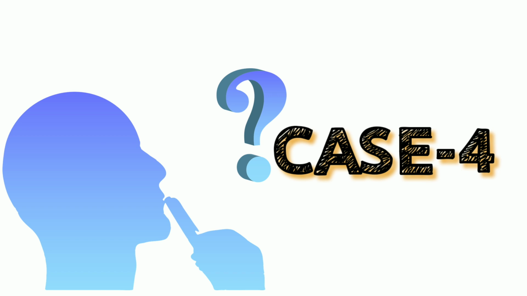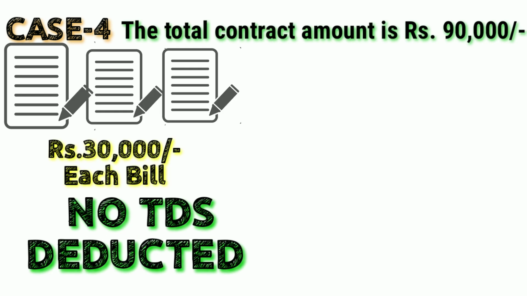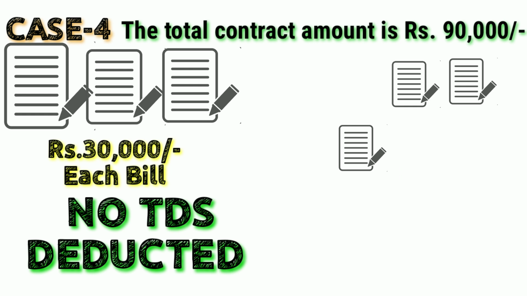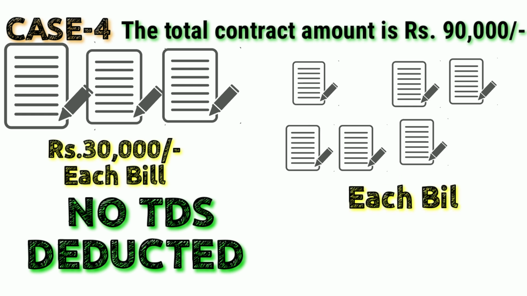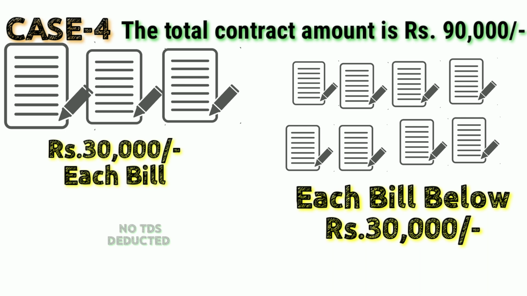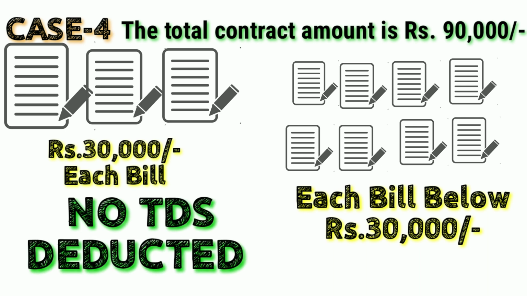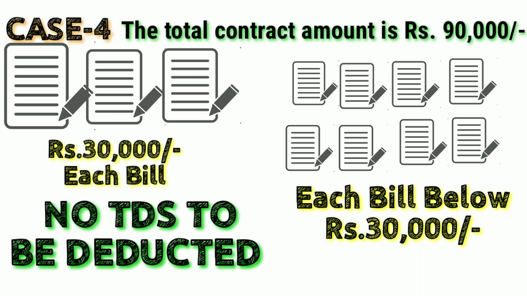You must be thinking, what are those cases where TDS shall not be deducted under section 194C? In section 194C, TDS shall not be deducted only in two cases. If there are three bills of rupees 30,000 each or more than three bills each below rupees 30,000, though they together make a total of rupees 90,000, as in both the cases neither the annual threshold limit nor that of a single invoice is being exceeded.